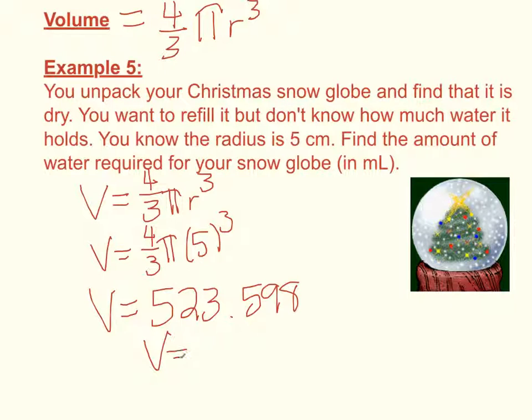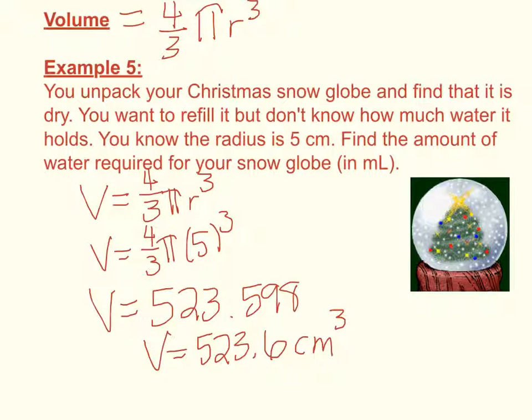So my volume is 523.6. Now remember the radius was in centimeters, so my volume is going to have centimeters. And I cubed that radius, so when I cubed that 5, I also cubed the centimeters. So my volume is going to be 523.6 centimeters cubed.